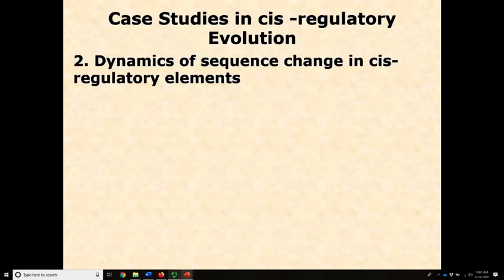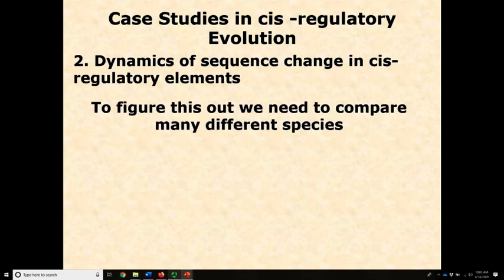Okay, so let's look at the dynamics and let's see what we see there. So the dynamics of sequences change in these cis-regulatory elements. Now to do this, we really need large sample sizes, and we're getting better. We're getting large data sets.